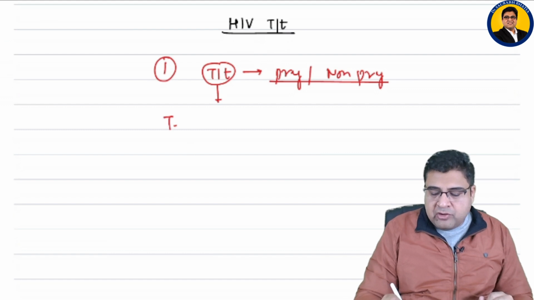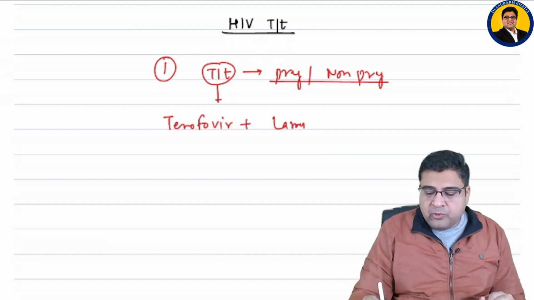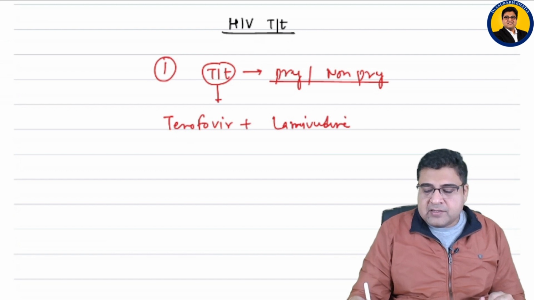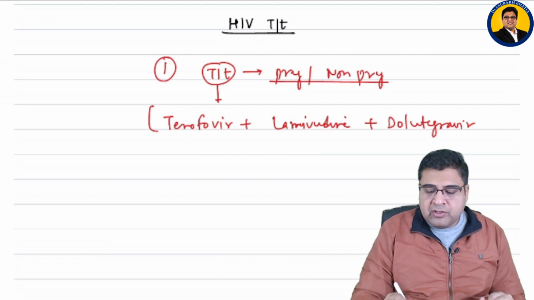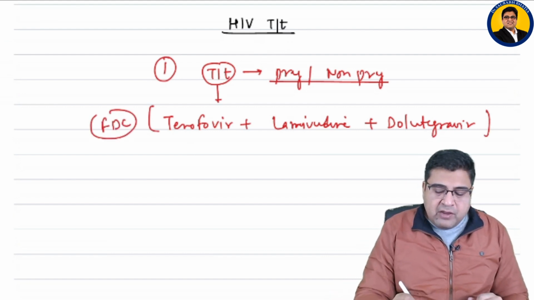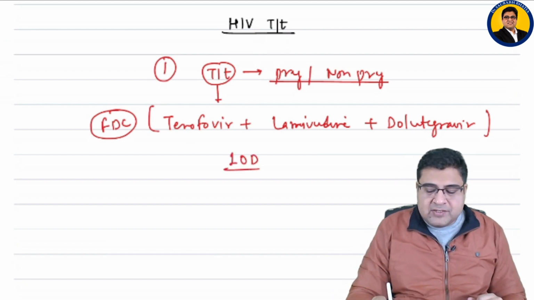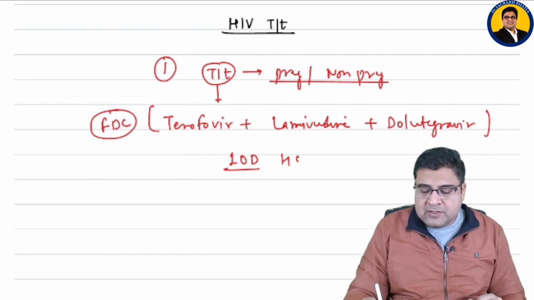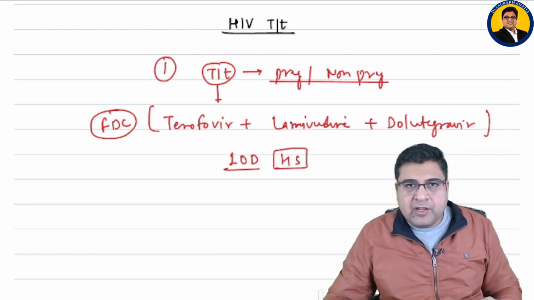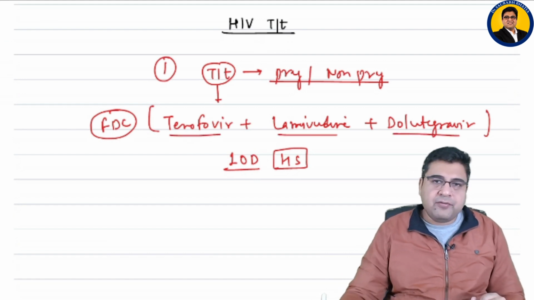We give a combination of drugs like tenofovir, lamivudine, and the third medicine is dolutegravir. This combination, T plus L plus D, is a fixed dose combination. FDC means fixed dose combination. The patient is supposed to take one tablet on a daily basis, at night time. This is a combination of tenofovir, lamivudine and dolutegravir.